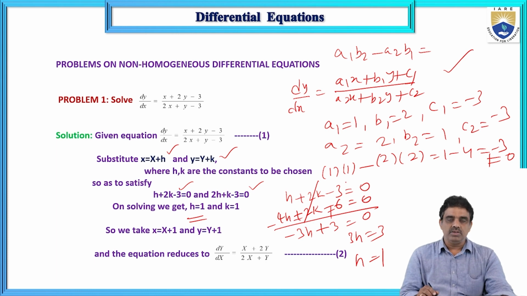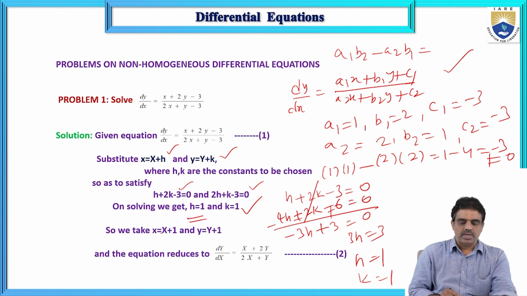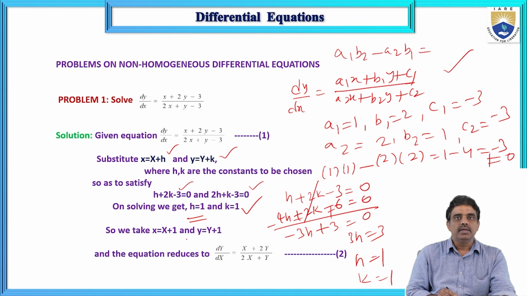So on putting the h value in one of the two equations, in the first equation what we will get? 1 plus 2k minus 3 is equal to 0, 2k minus 2 is equal to 0, and k is also 1. So our h and k are obtained. So on substituting, small x is equal to capital X plus 1 and small y is equal to capital Y plus k, meaning 1.